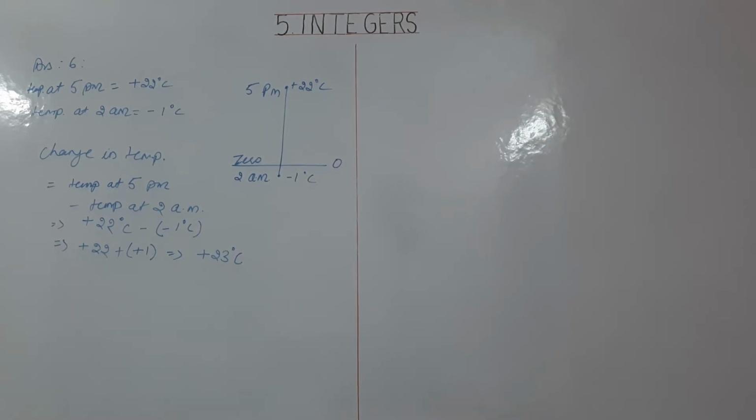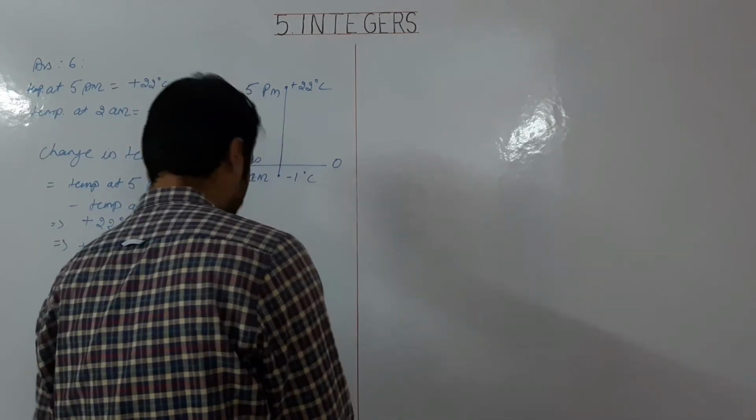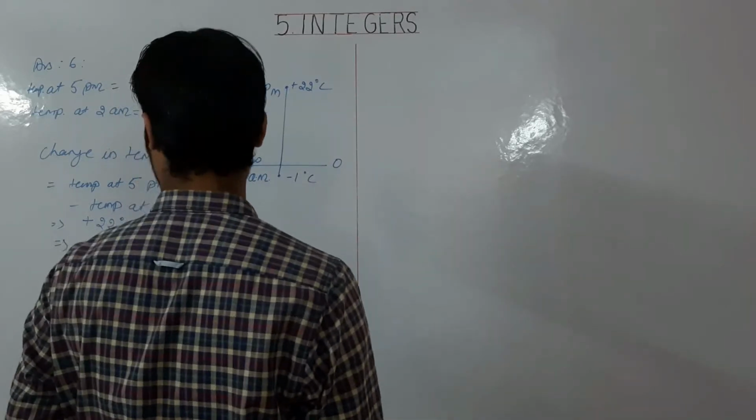The next question. The point A is 27,500 meters below sea level, and the point B on a mountain is 2000 meters above sea level. Find the vertical distance between A and B. So again in this problem we have 2 points. First point is A. So where to write?